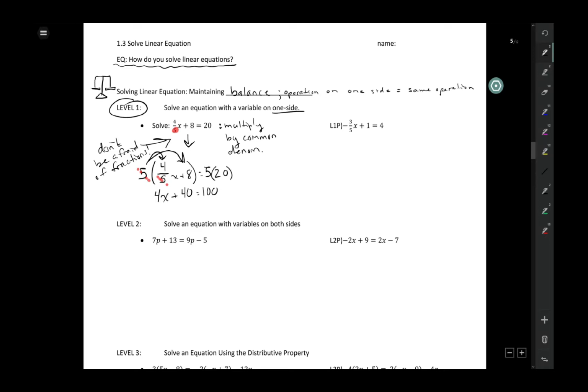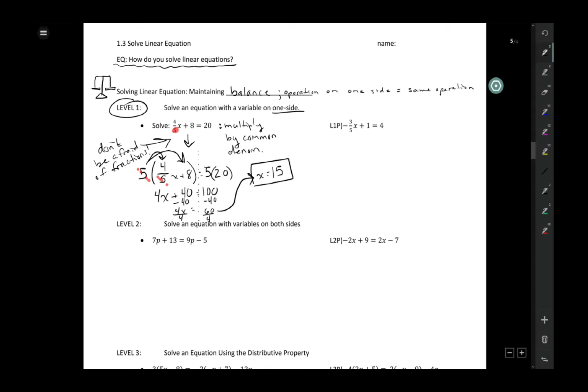The fraction is gone. This should look relatively gentle now. We're going to subtract 40 from each side. Whatever you do to one side, you have to do to the other. We get 60 equals 4x. And we're going to divide each side by 4. 60 divided by 4, x equals 15.